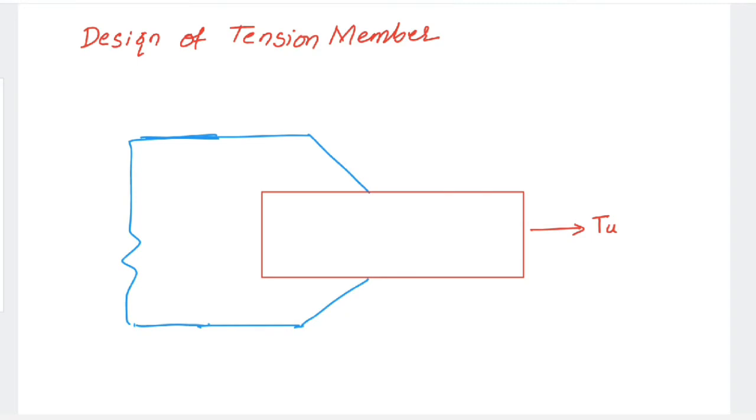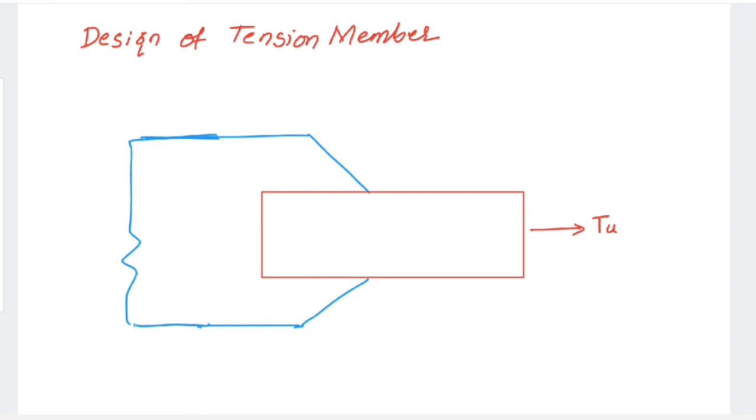Today we'll be discussing the design of tension members. Before going to that, what exactly is a tension member and how exactly does it fail under applied forces? The main thing in design is we need to find out the failure patterns of the members. Only then can we find the solution for that.